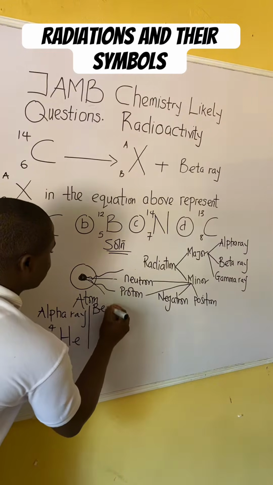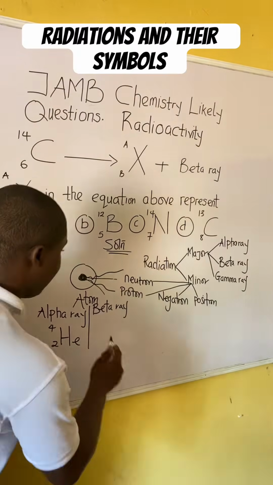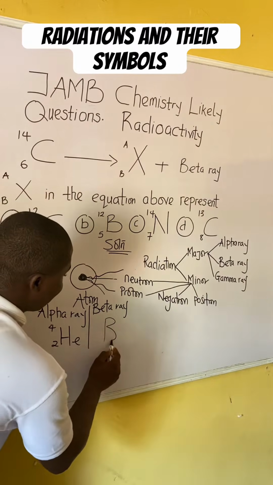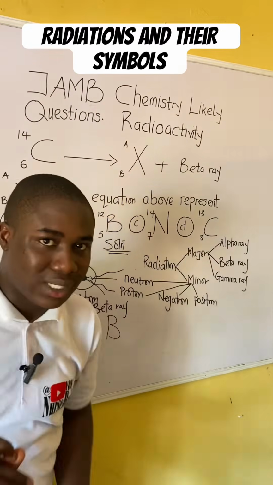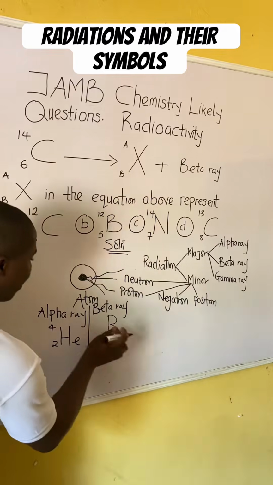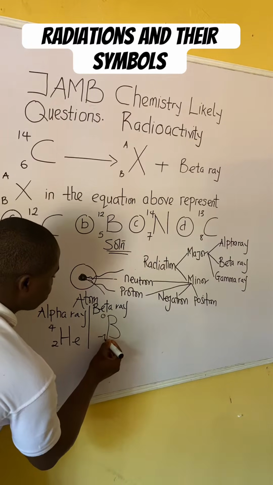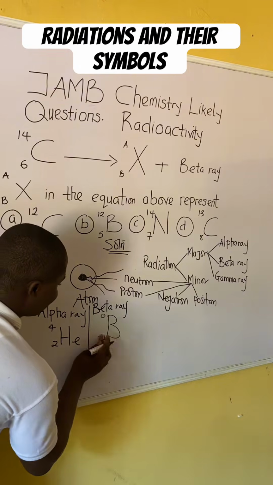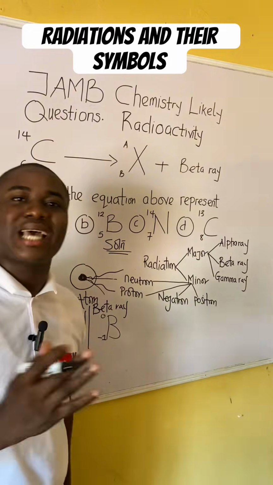Alright, the next one is called beta ray. What's the beta ray symbol? Here is the symbol. It is symbolized as this. But the numbers I'm about to write are what you should note. Alright, it's very, very important. Here is like this, and here is 0, and here is -1. Please note what I just said is going to help you greatly. So this is the symbol for the beta ray.